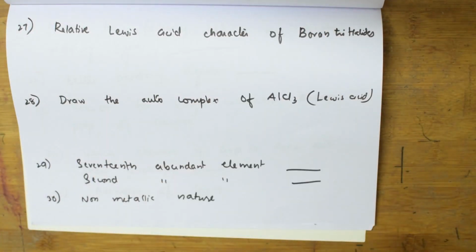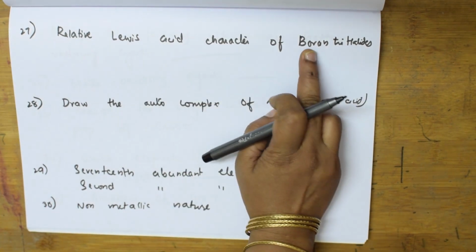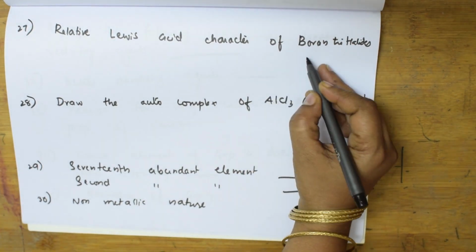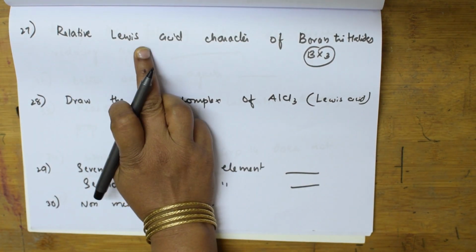So don't read carefully, all will be covered in this. Right. Now, relative Lewis acid character of boron trihalides. So boron trihalides means basically BX3. This is what is asked. They asked relative acid character.